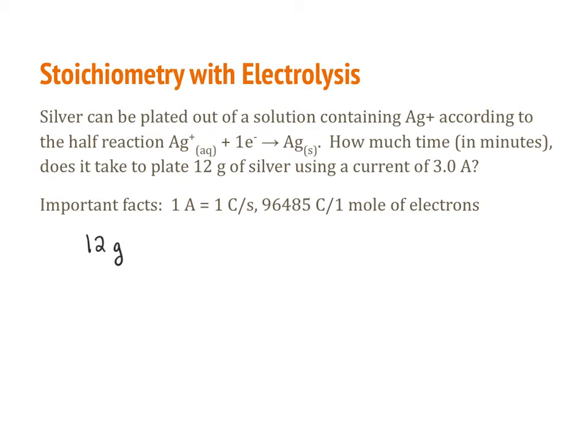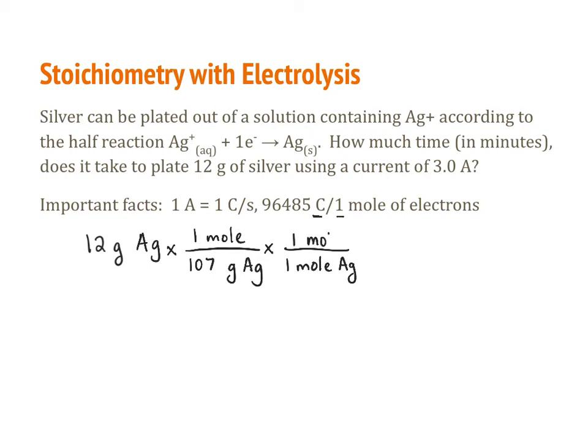So we want 12 grams of silver. And I see here I can relate grams to current to charge using moles. So if I go from grams, there's 107 grams of silver in 1 mole of silver. And then this is an important step. For silver, it's pretty simple. For 1 mole of silver, we're going to see 1 mole of electrons transferred because of this right here.